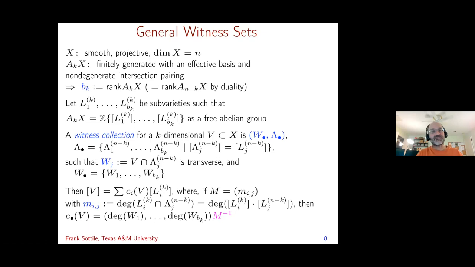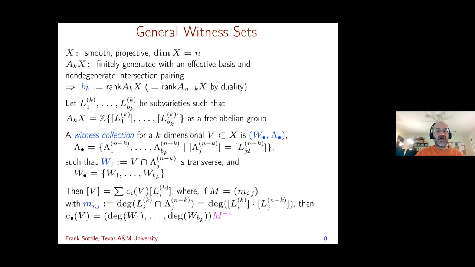I'm going to ignore the equations of witness sets and subvarieties, where what I take for subvarieties is a list of general subvarieties of codimension k that form a basis for their Chow group of codimension k. That's what this equality says here. And we want to choose them general.